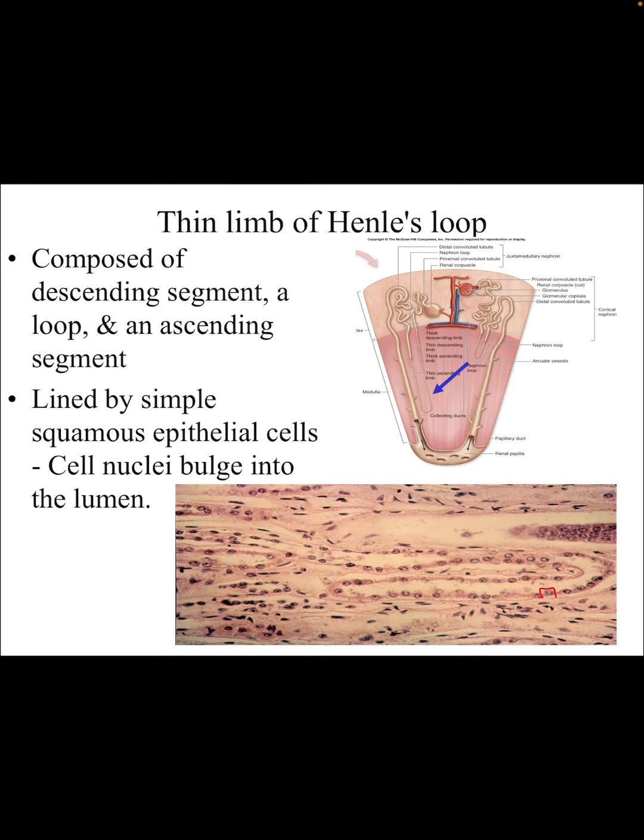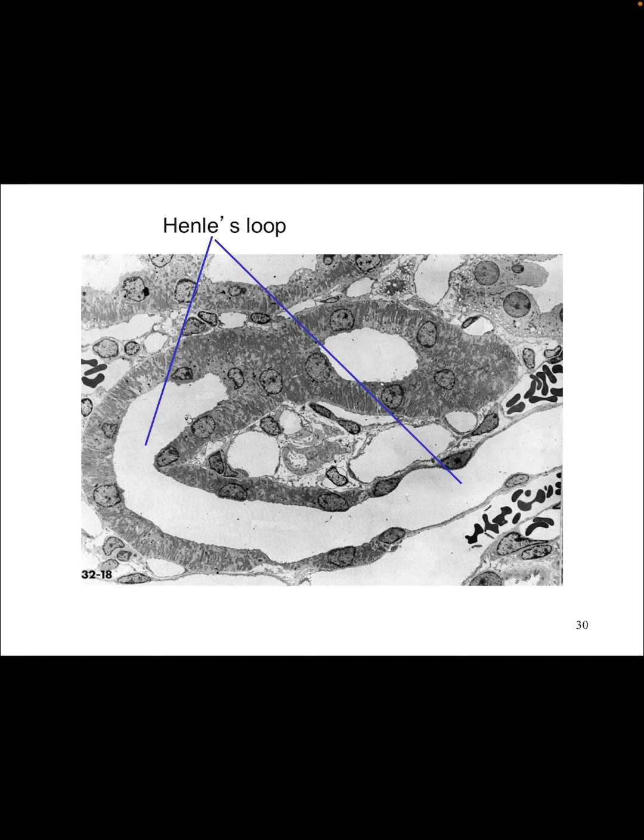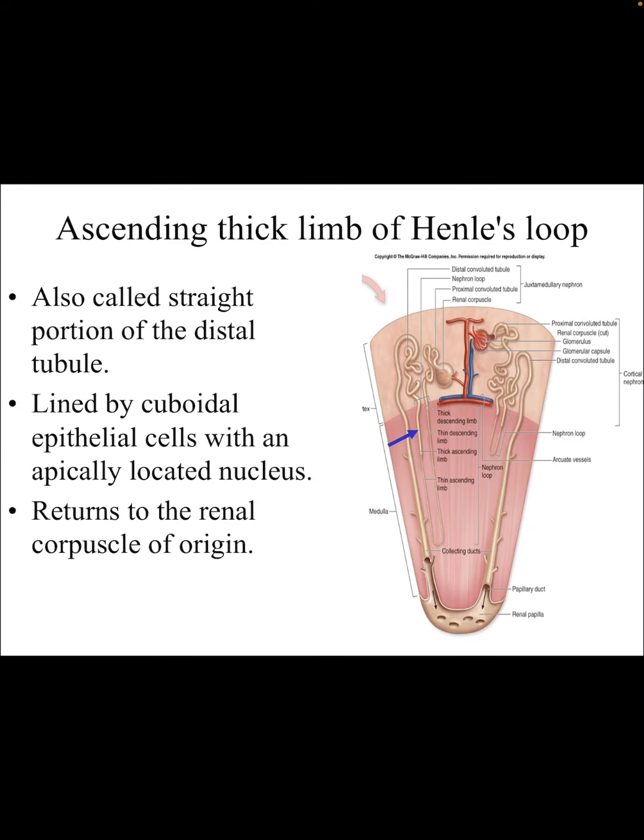See this one here, all of these structures are the thick portion of the loop of Henle. Whereas when this epithelium changes into simple squamous epithelium, we call it the thin limb of Henle's loop. As I said, the lining will be simple squamous epithelium. See here, this is the simple cuboidal epithelium. This is the thick portion. However, if we go to this portion here, we call it the thin portion.